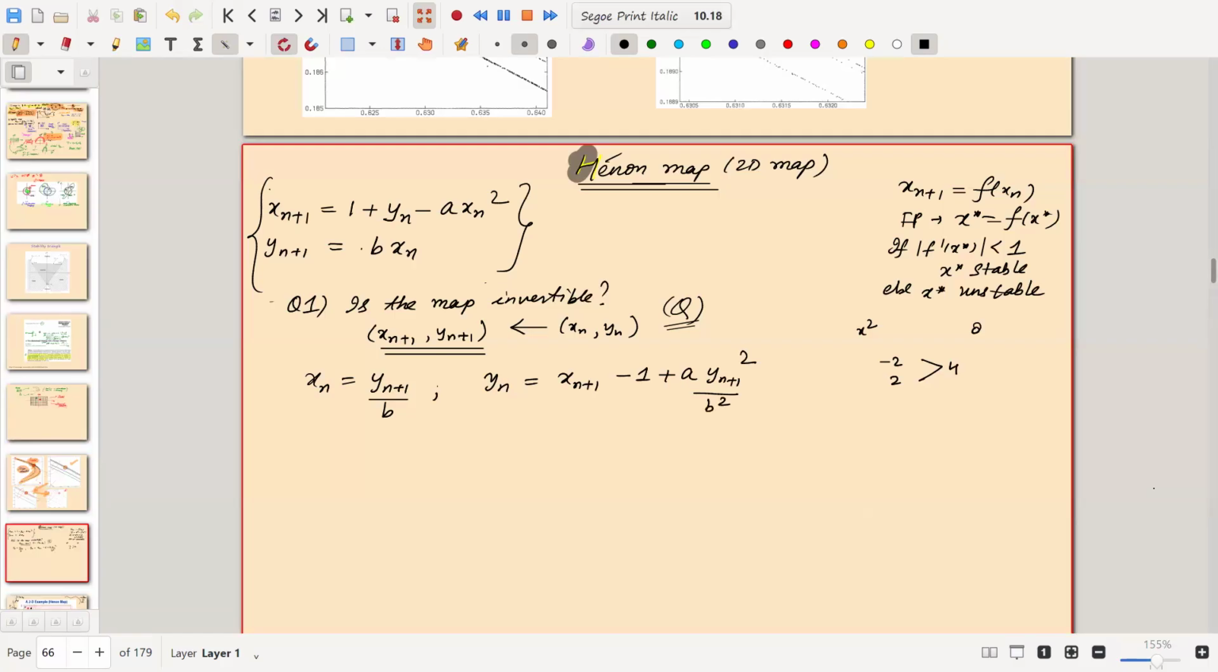What do you think? For a given xn plus 1 and yn plus 1, we have unique values of xn and yn, right? So these values you fixed, right? Xn, yn plus 1 and xn plus 1 you fixed. Now when you fixed this, a and b are already fixed, so you get unique xn and yn.